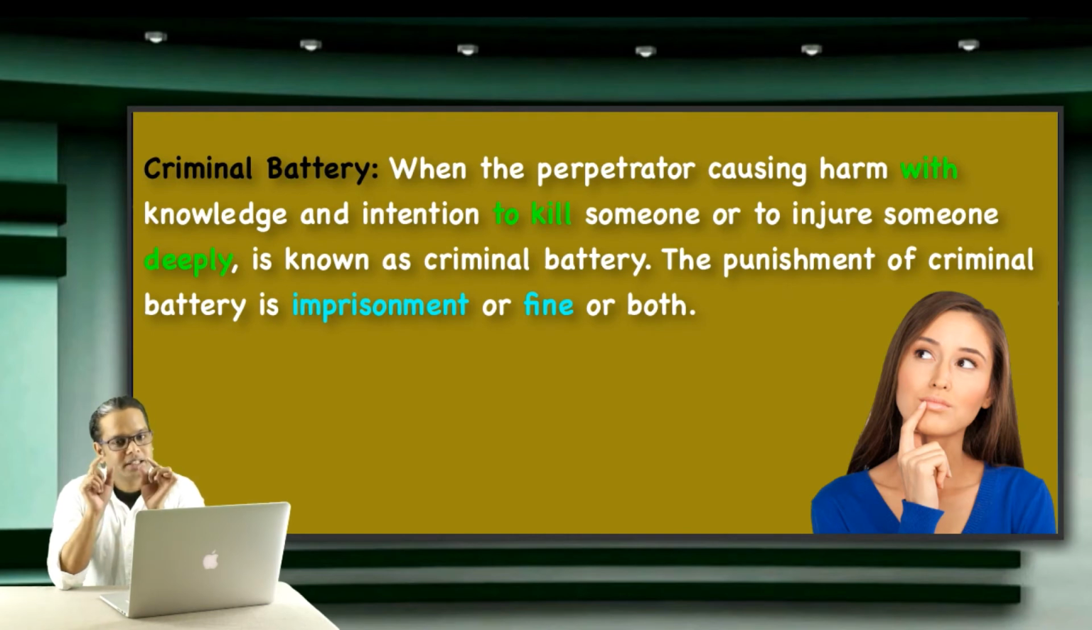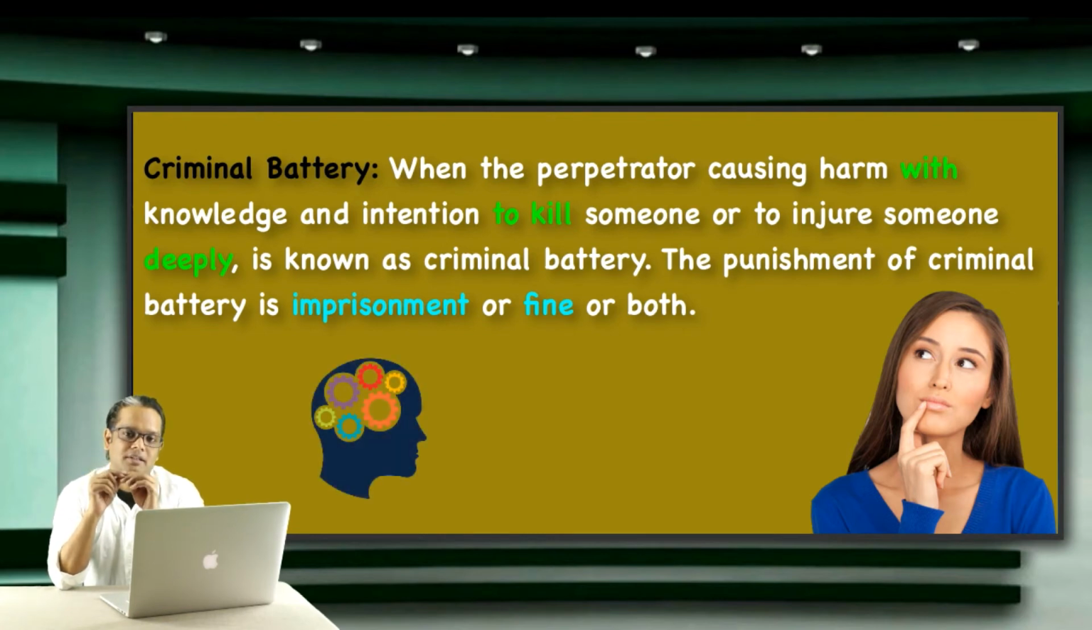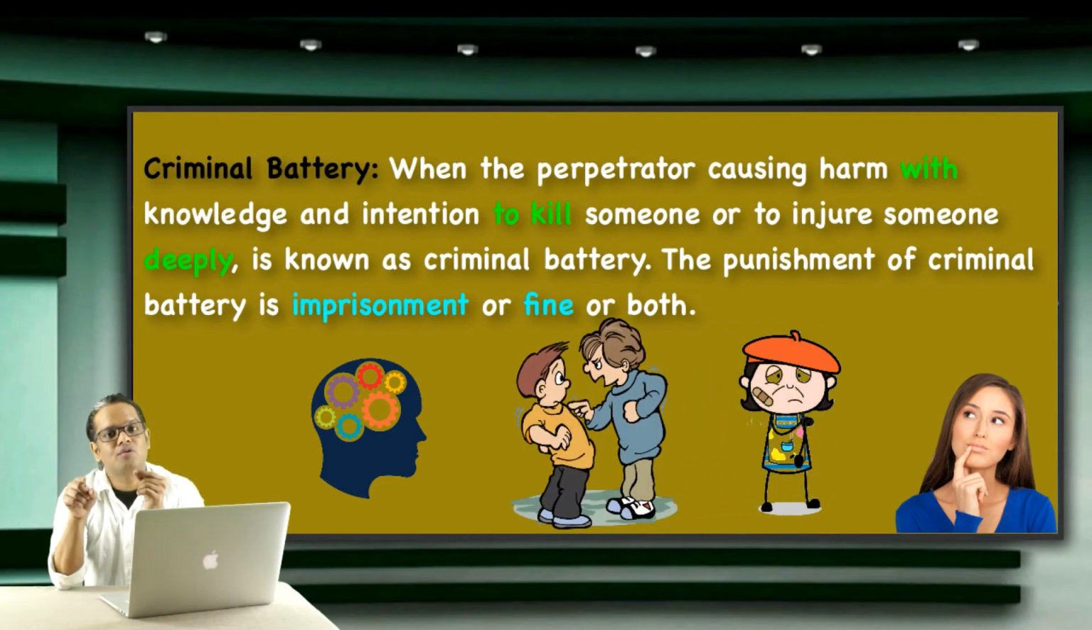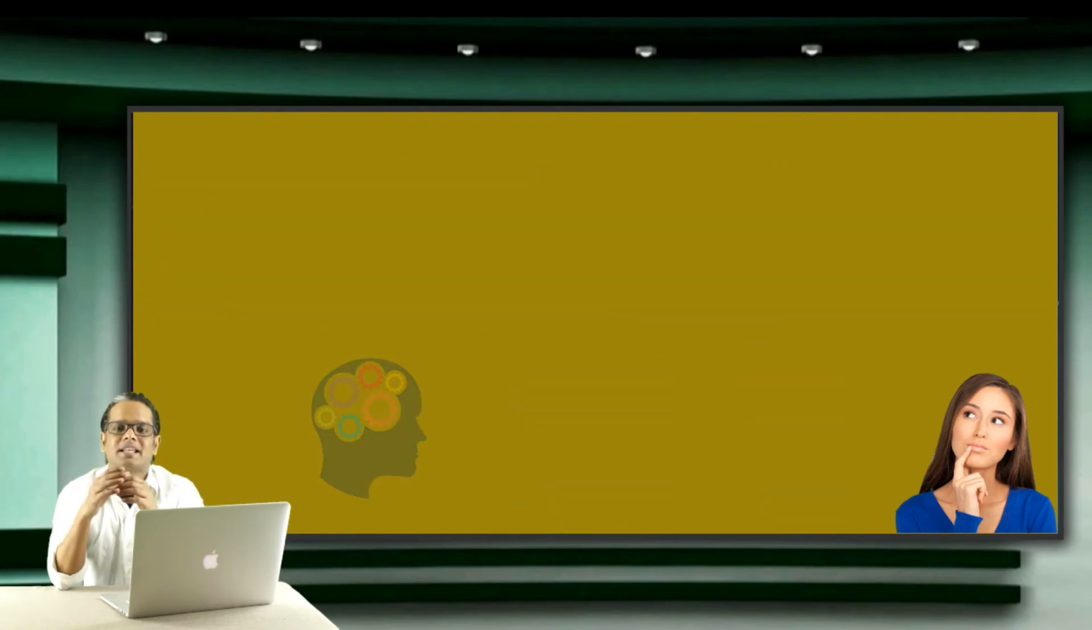See, in civil wrong or in tort, focus on the term intention. Here in civil wrong, the person has the knowledge to cause injury to another person. But in criminal battery, the person has the intention to cause injury. So here knowledge, and here knowledge plus intention. So you need to focus on these two points. Let's understand it with an example.